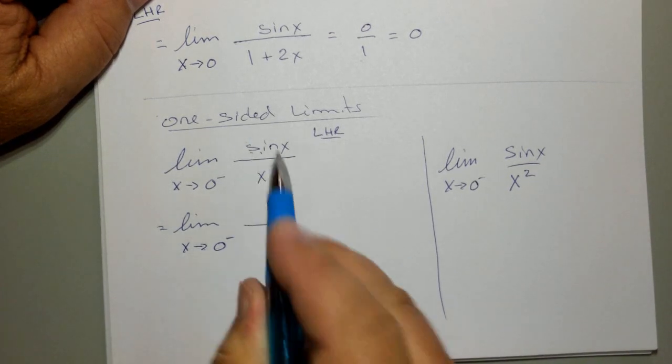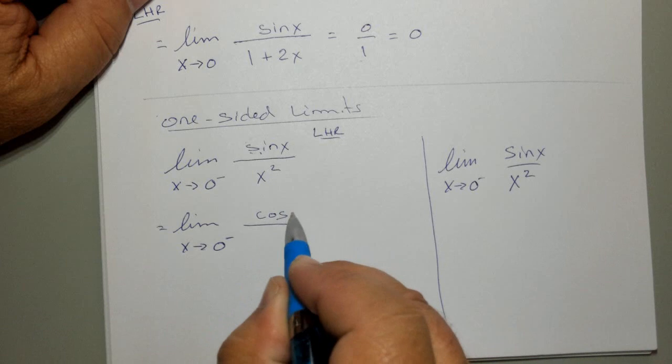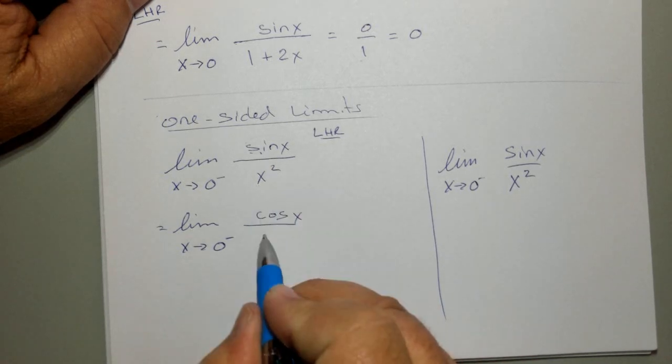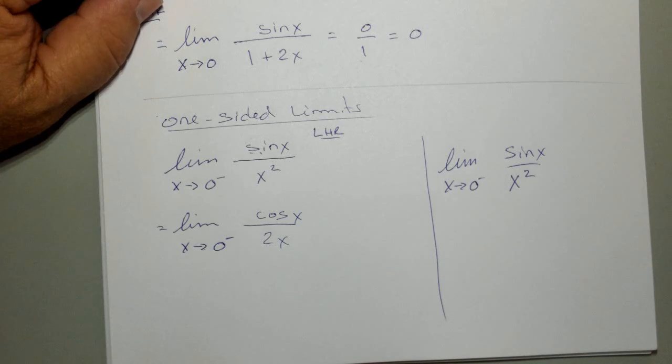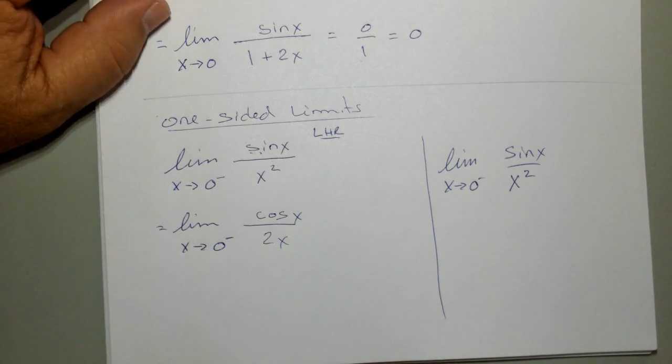Derivative of sine, cosine. The derivative of x squared is 2x. If we plug in 0 inside there, what do we get?